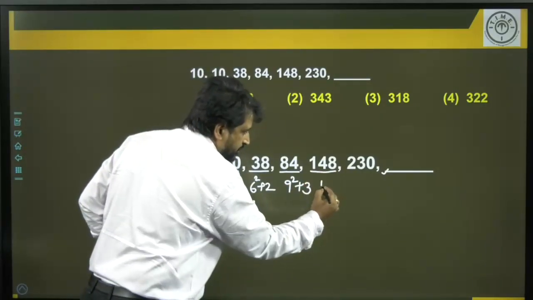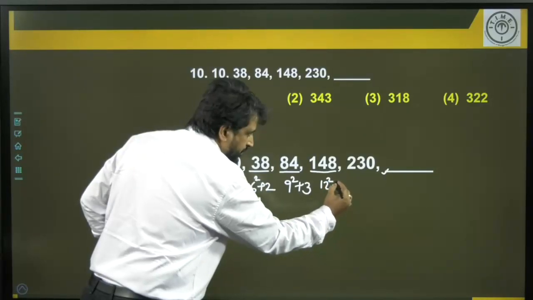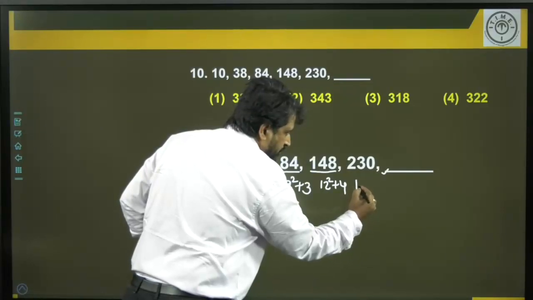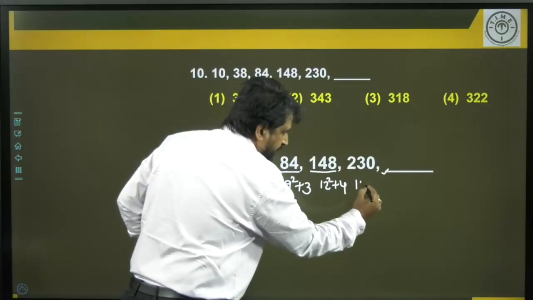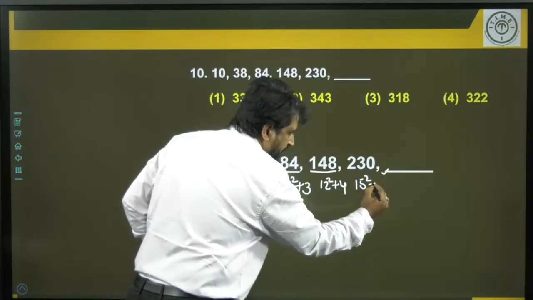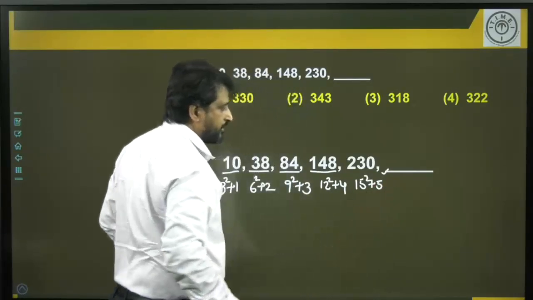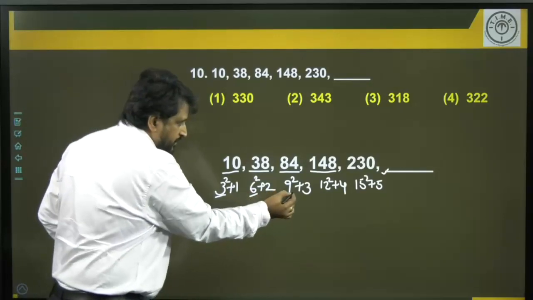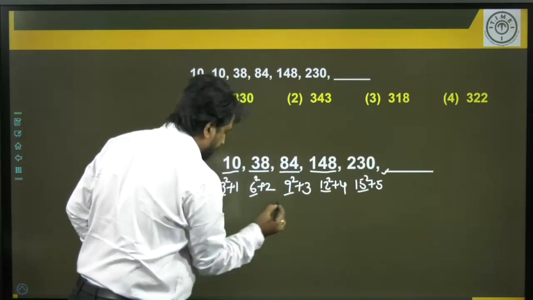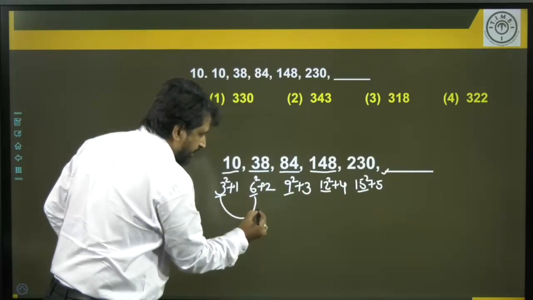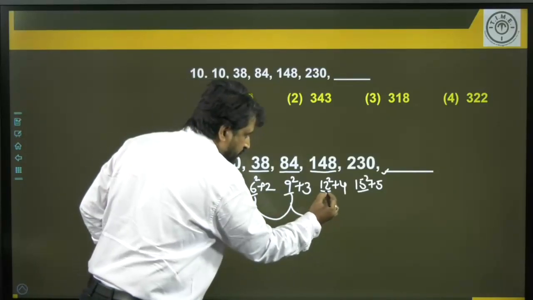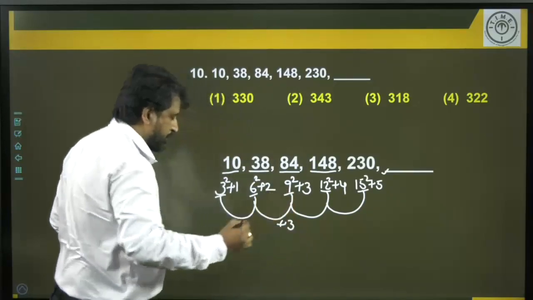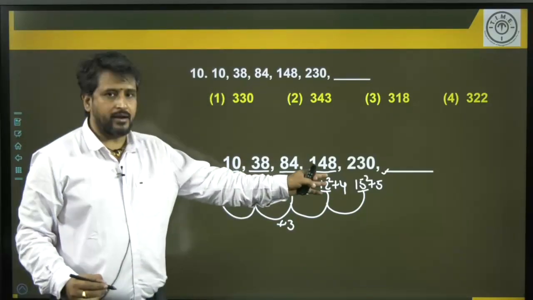148 can be written as 12 square, 144, plus 4. 230 can be written as 15 square, 225, plus 5. Now please observe the numbers 3, 6, 9, 12, 15. From one number to the next number, increasing by how much? Plus 3. 3, 6, 9, 12, 15.